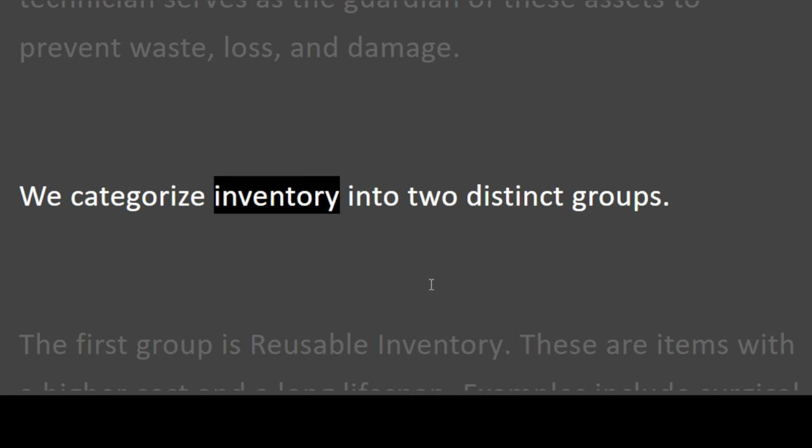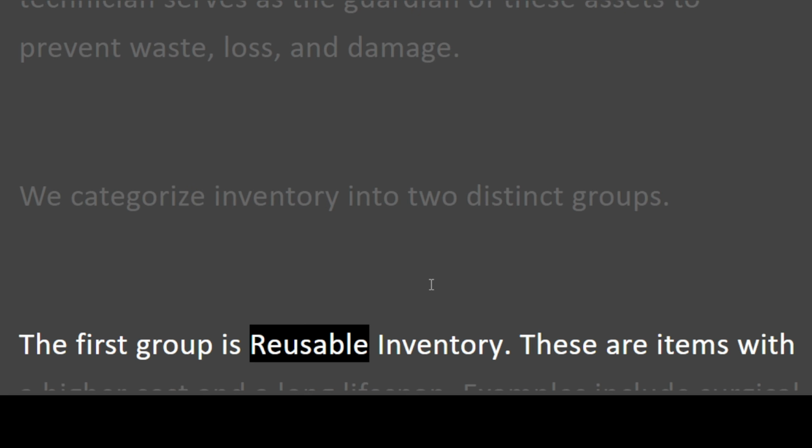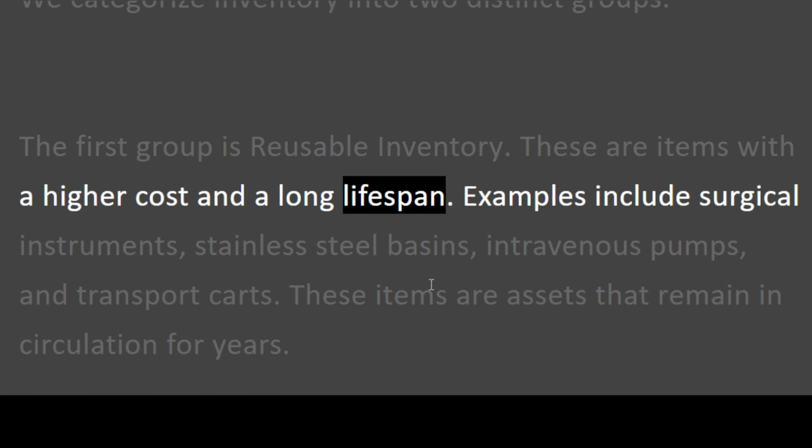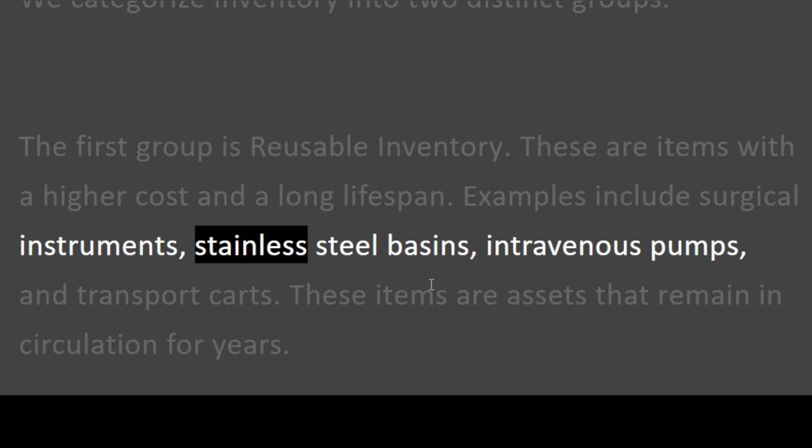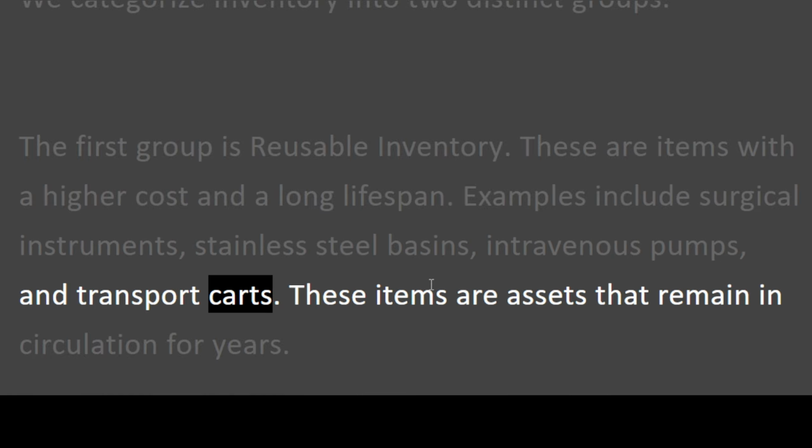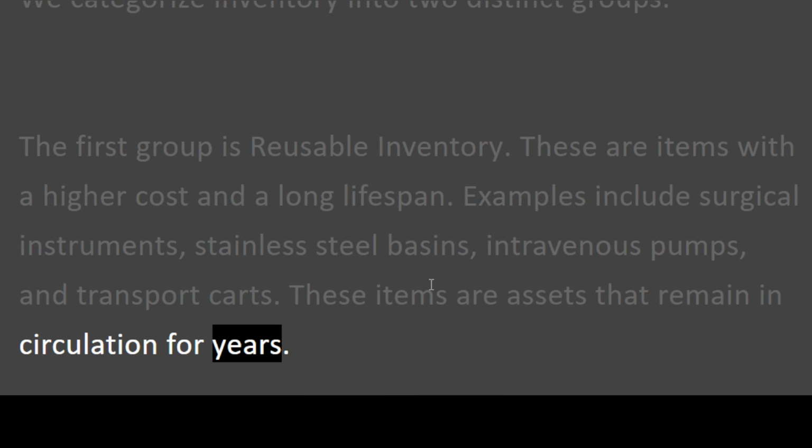We categorize inventory into two distinct groups. The first group is reusable inventory. These are items with a higher cost and a long lifespan. Examples include surgical instruments, stainless steel basins, intravenous pumps, and transport carts. These items are assets that remain in circulation for years.